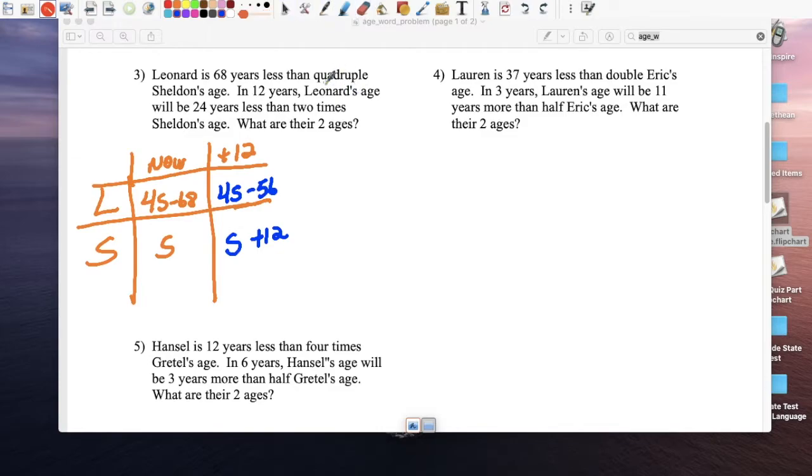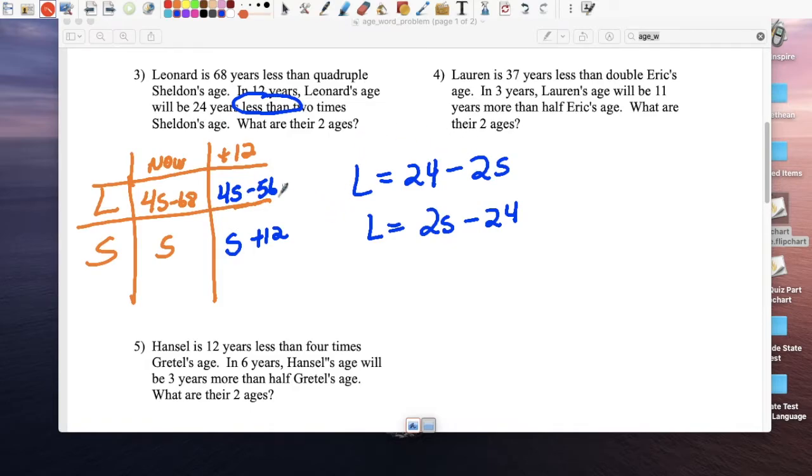All right, so what's the relationship? Leonard's age will equal 24 years less than 2 times Sheldon's age. And by now, you know that you have to make a little change here, right? Because of less than. Once that's set up, everything else just becomes a little bit routine. So for Leonard, we're going to use 4S minus 56. We're going to use their ages in 12 years.